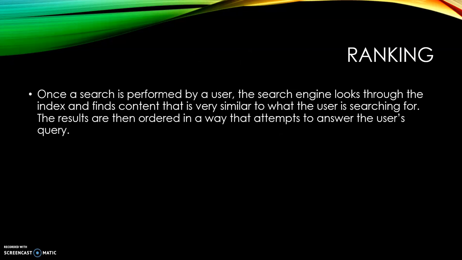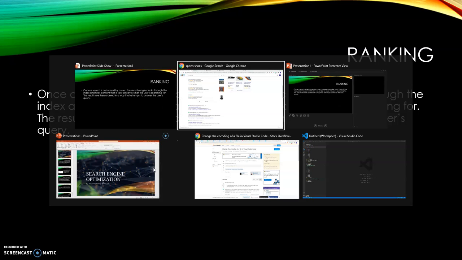Once a search is performed by a user, the search engine looks through the index and finds content that is very similar to what the user is searching for. The results are then ordered in a way that attempts to answer the user's query.